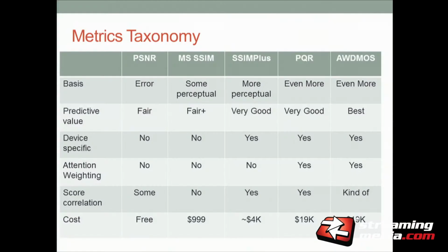And then score correlation. What I mean there is when you get a score, does that tell you how the subjective viewer will rate the video? So a PSNR score might be 42. What does that tell you about how a viewer will perceive that video? Is there a score correlation, yes or no? So MSSIM is a little bit more refined. Predictive value is a little bit better than PSNR in theory. Device specific, no. Attention weighting, no. Score correlation, no. And then PSNR you can get with FFmpeg. It's free. I use the Moscow University tool. You'll see why in a few moments.